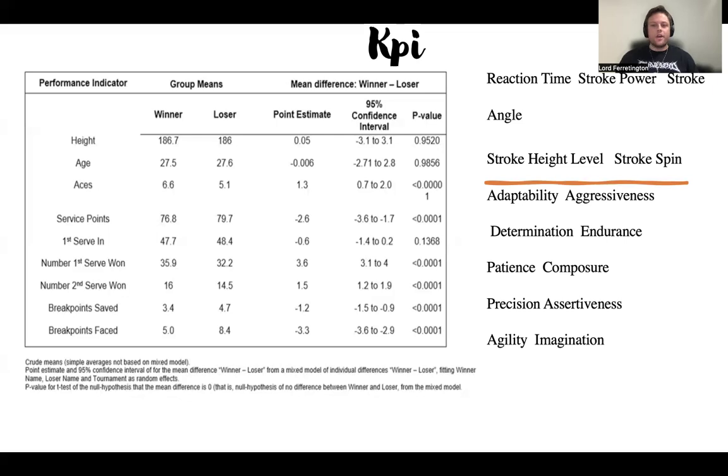You need to be agile and quick, but on top of that, you need imagination to come up with on-the-fly shots. Maybe you're jumping in the air, you have to smack the ball in between your legs while your behind is facing the player. You need to have that imagination to be able to defeat your opponent. And those are some of the KPIs.